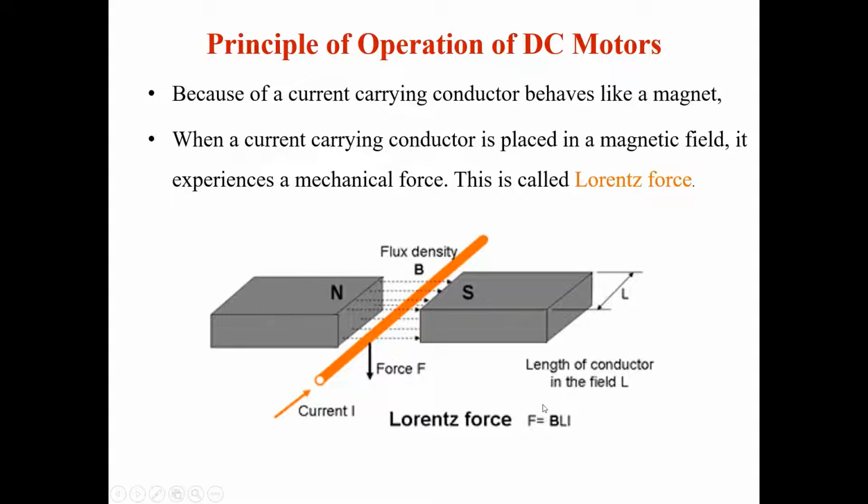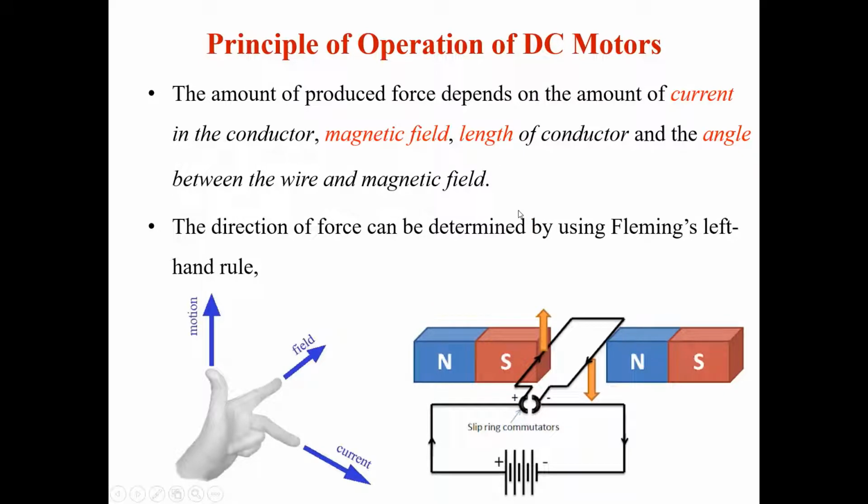And of course, this force depends on the magnetic field density of the stator, the length of the conductor, the length or the number of turns of the conductor, and the amount of applied current to that conductor. So these are directly proportional to the amount of induced force. And the direction of the force again can be obtained by Fleming's right-hand rule. I mean left-hand rule. The right-hand rule was for the generator, and here it is left-hand rule.